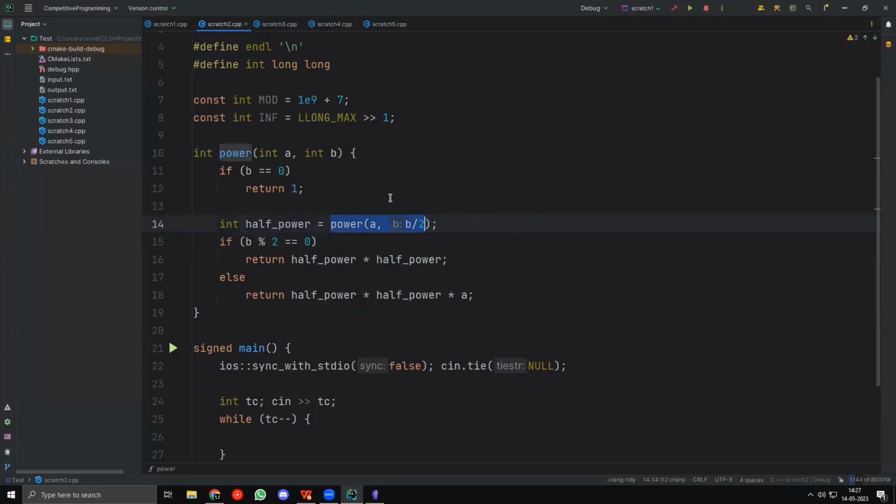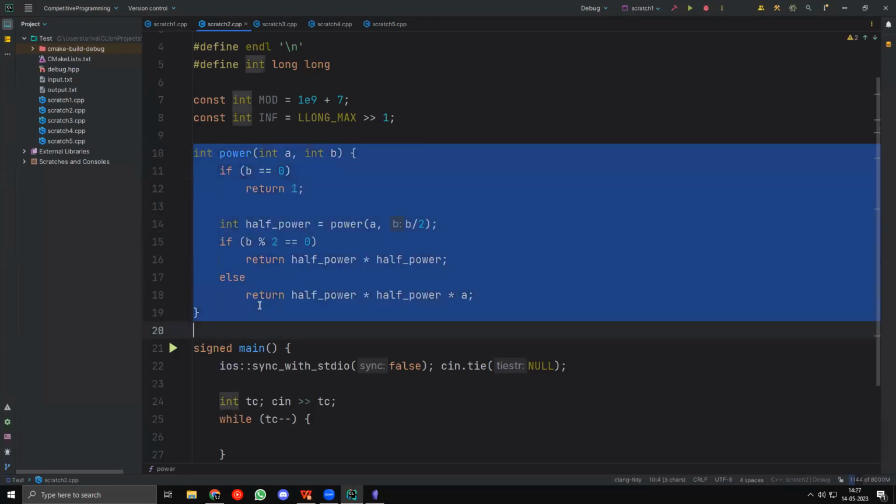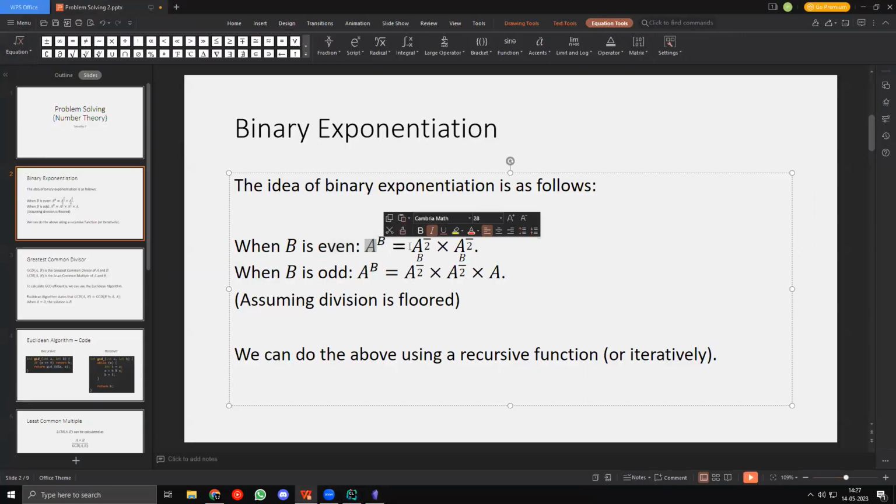Now notice that we have just converted our entire power function from O of b to O of log b, which is huge, right? And it's very simple. We are just using a simple fact that if you take a to the power of b, that's just like repeated values of a to the power of b by 2, right? Is this clear to everyone? Any doubts here?